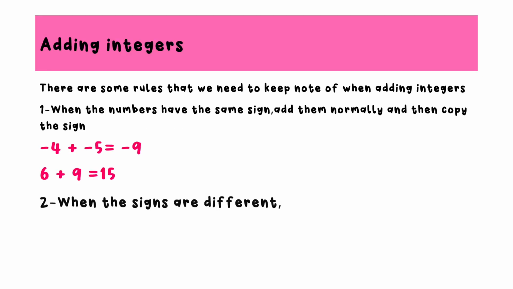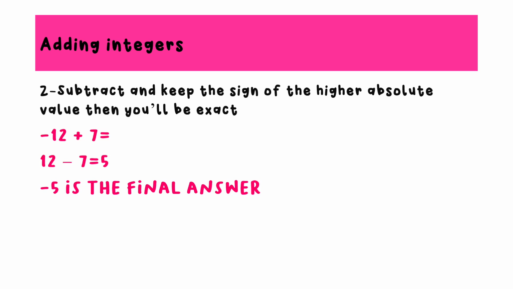Adding integers. There are some rules that we need to keep note of when adding integers. 1. When the numbers have the same sign, add them normally and then copy the sign. We have negative 4 plus negative 5, which is equal to negative 9, and 6 plus 9, which is equal to 15. 2. When the signs are different, subtract and keep the sign of the higher absolute value. For example, we have negative 12 plus 7. First we have to subtract 12 and 7, which is equal to 5. Since the larger absolute value is 12 and 12 is negative, the final answer is negative 5.